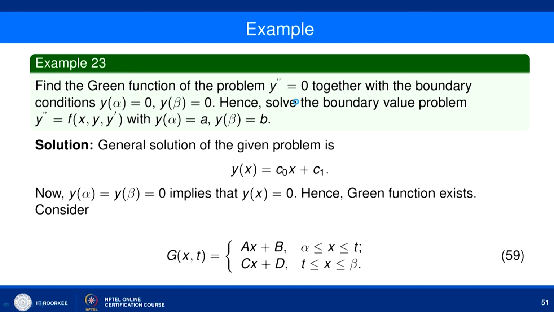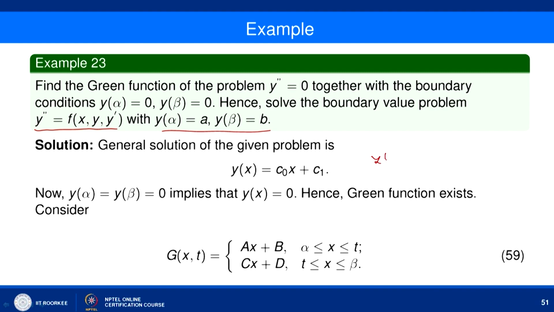So please look here, we have a non-homogeneous problem and a non-homogeneous boundary condition as well. First thing is, let us find out the Green's function for the homogeneous problem. So y double dash equal to 0 means y(x) equals c0 x plus c1.